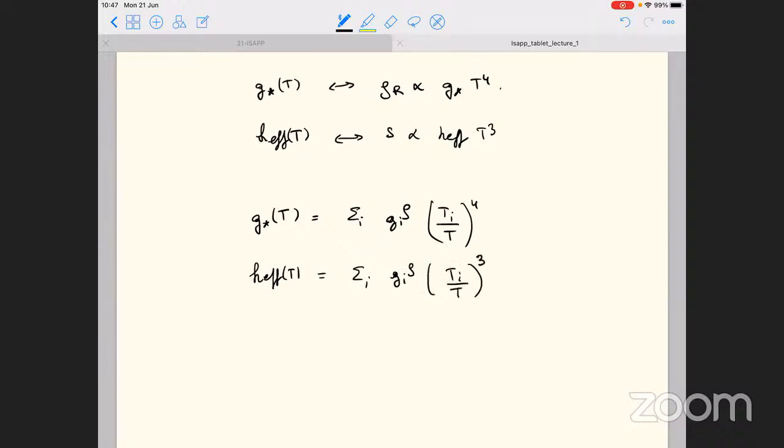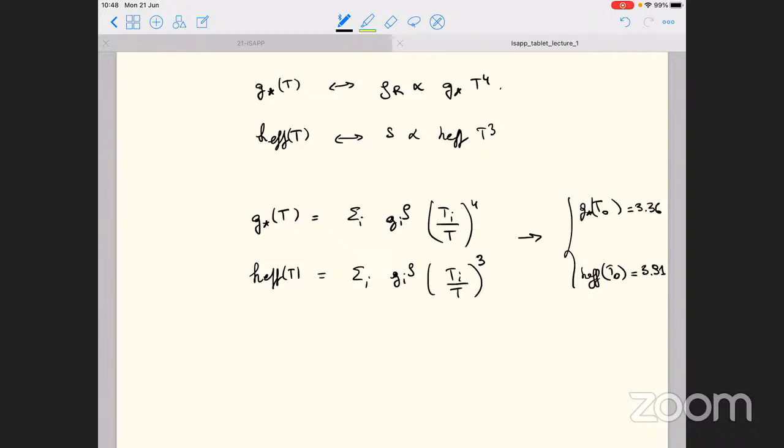Okay, this is essentially why, when I look at today, as I said, neutrinos and photons have not the same temperature. So this is essentially why today g star equals 3.36, while h_F, the number of relativistic degrees of freedom entering into entropy, is 3.91. They differ from each other. At early time, at high temperature, g star and h_F are exactly the same, because all the particles have exactly the same temperature.